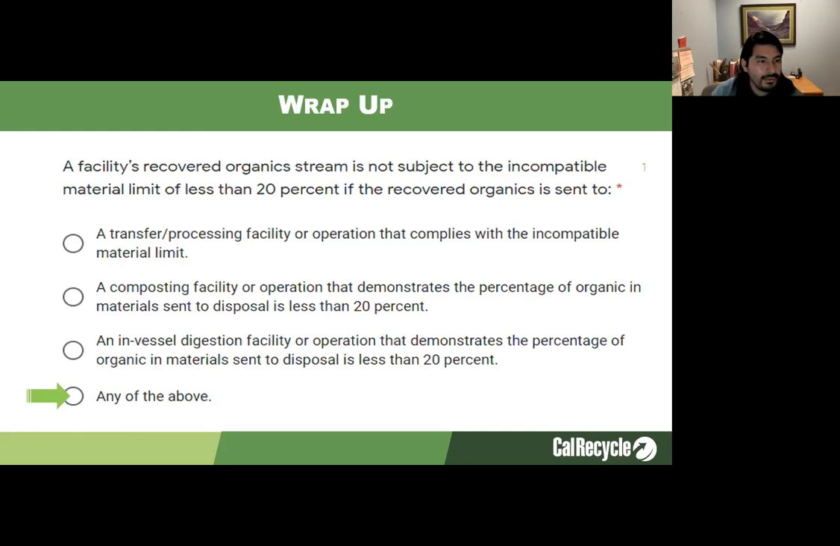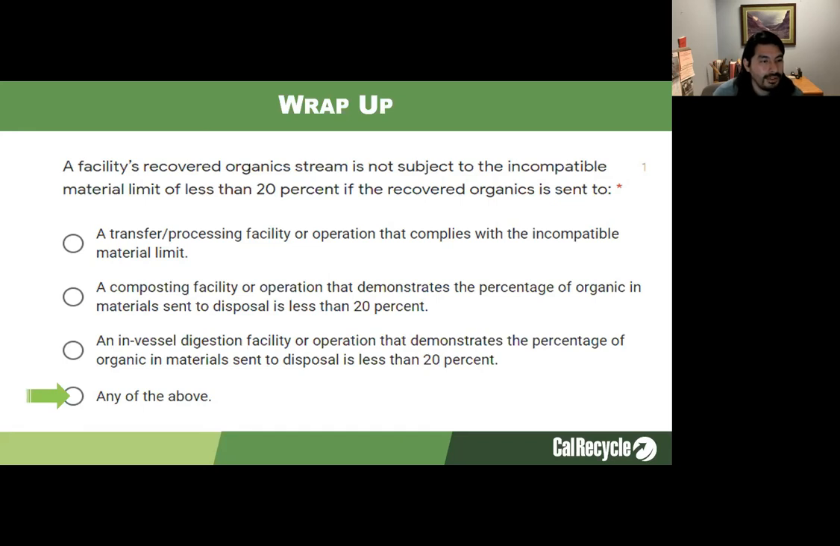The facility's recovered organic stream is not subject to the incompatible material limit of less than 20% if the recovered organics is sent to... So this is talking about those facilities that meet additional quality standards. Marcus talked about it in his slide, and then I covered it when I was talking about the measurements for compostable materials, composting facilities and in-vessel digestion facilities. And for this one, either of the three are correct.